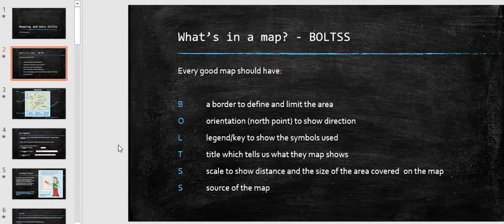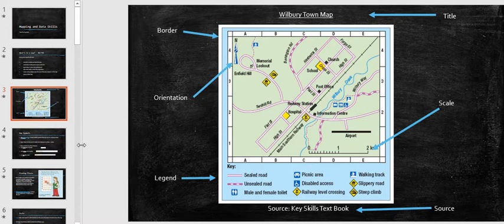A legend, which is also called a key, which will show you what symbols are used and what's actually on the map. A title, which is important for telling us what the map actually is. A scale to show distance and the size of the area covered on the map, and the source of the map. So if we look at this one, we can see it has a border around here, an orientation, this arrow pointing north, a legend or a key which shows us what's in the map, a title, Wilbury Town map, our scale down here, and our source, which is the key skills textbook.